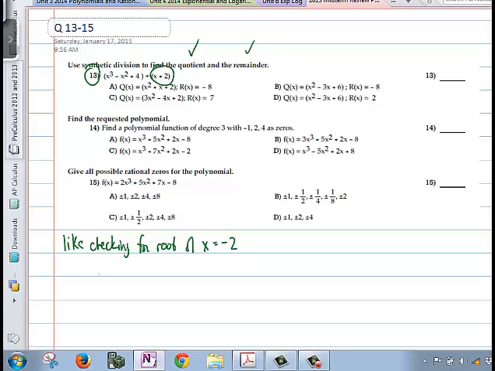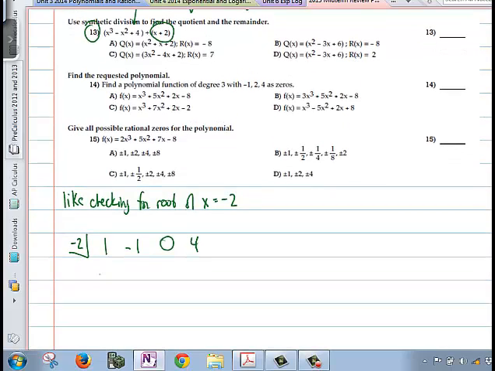So we'll set up synthetic division. -2. Then for the coefficients, we're going to have 1 for x cubed, -1 for x squared, and 0 because we're trying to trick you again. There's no x term. And then we're going to have 4. So we do our synthetic division.